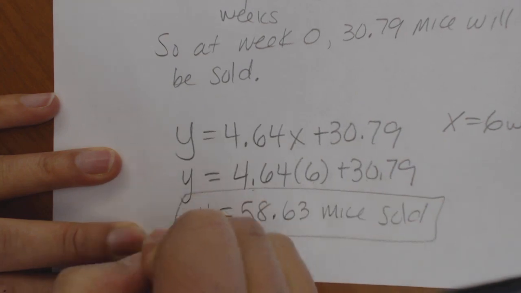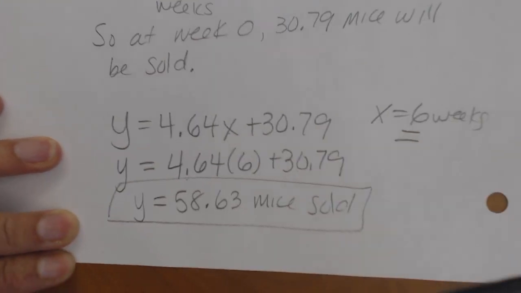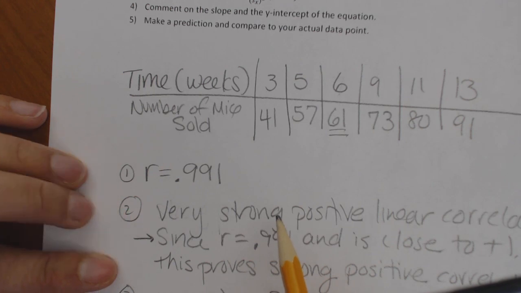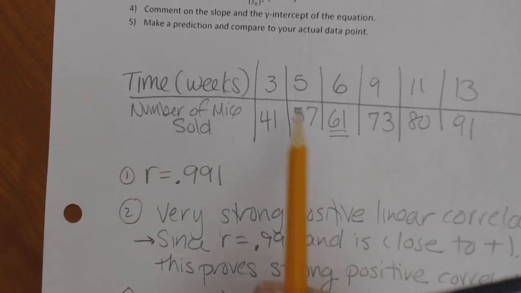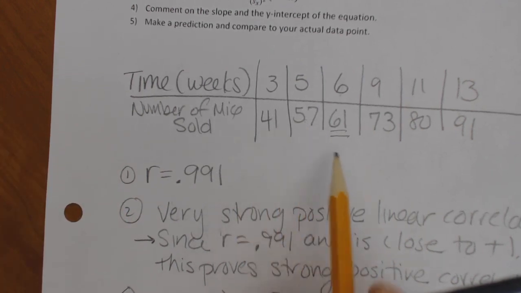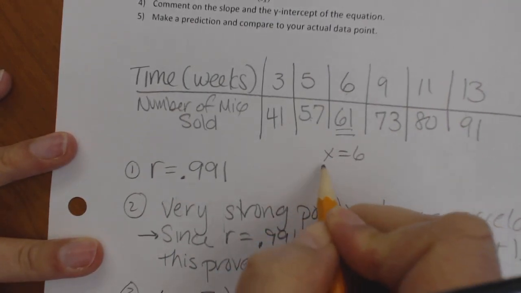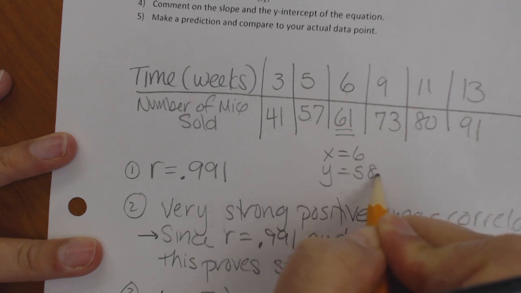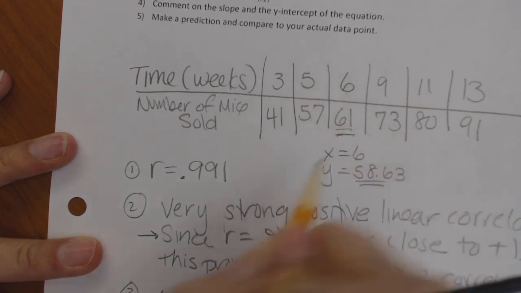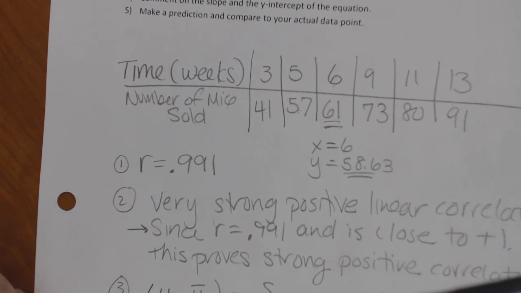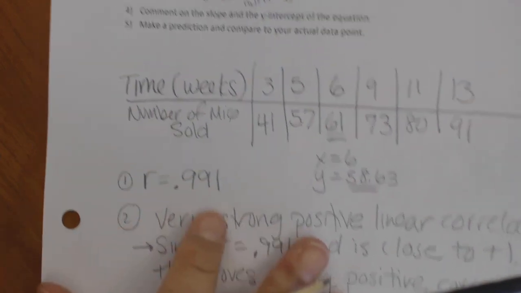So let's check to see at week 6 what the actual data says. So we got about 59. So let's see what the actual data said. The actual data said 61. So we're pretty close. We said about 59, which is higher than week 5. Week 5 is at 57. So our prediction using our line of 6, we got 58.63. That's pretty close to 61. I would actually like to subtract that, but those are called residuals, and that's another lesson for another day.